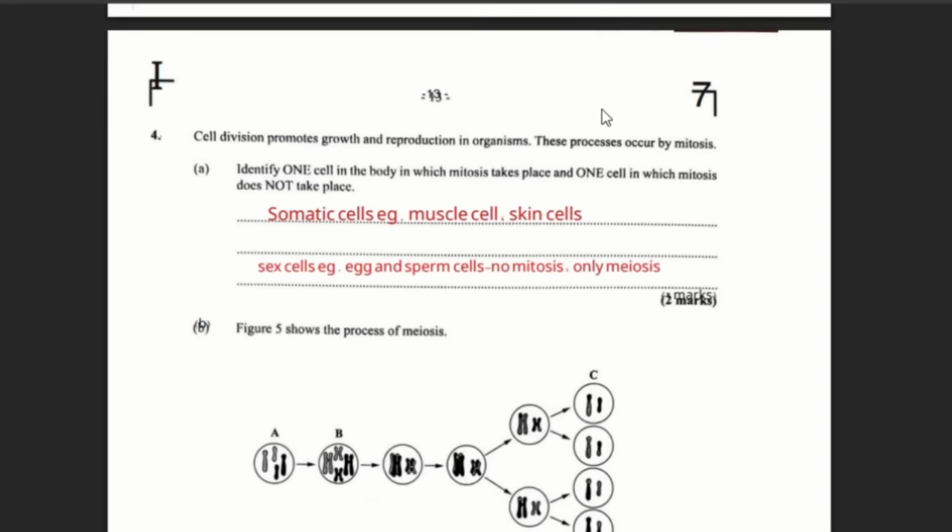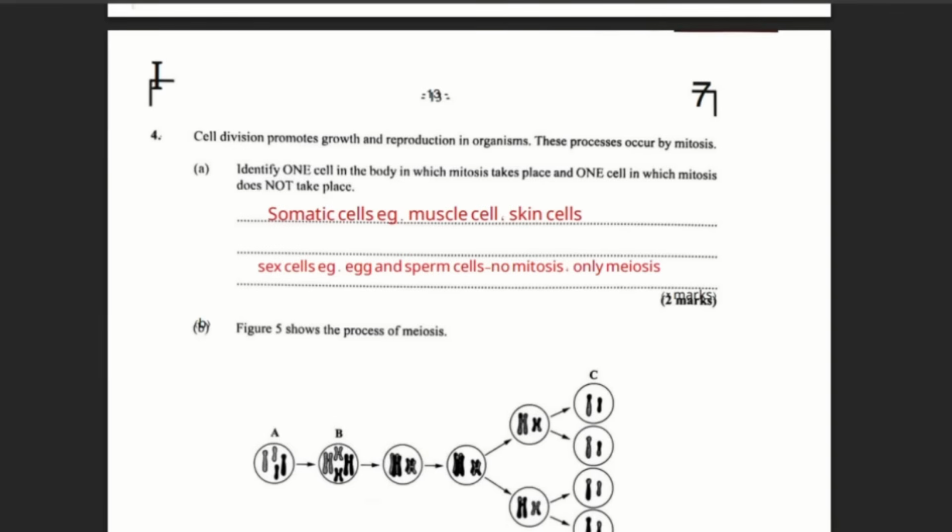Mitosis takes place in somatic cells. Somatic cells are the same thing as body cells, right? It's just a fancy name for body cells. So cells that mitosis takes place in would be like our muscle cells, skin cells, cells like that. And the type of cells that you would never see mitosis happening in is our sex cells, like our egg cells and our sperm cells. Absolutely no mitosis can take place. They only undergo meiosis, as meiosis is the designated cell division to divide those sex cells, and not mitosis.